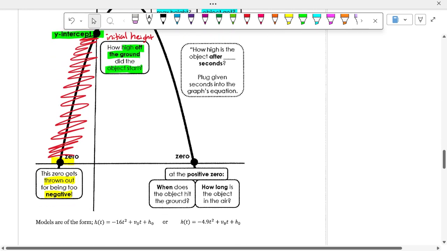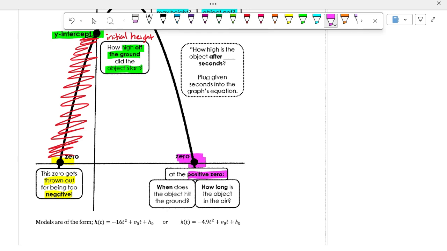The positive 0, or the positive x-intercept, represents when the object hits the ground. It also represents how long the object is in the air. Remember, as soon as it hits the ground, it's not in the air anymore.